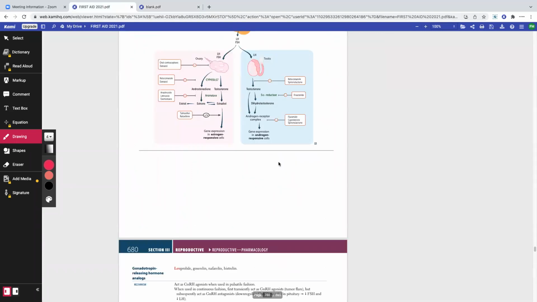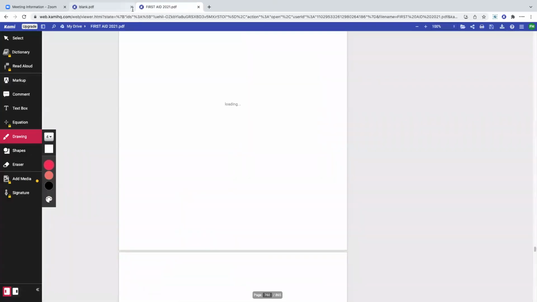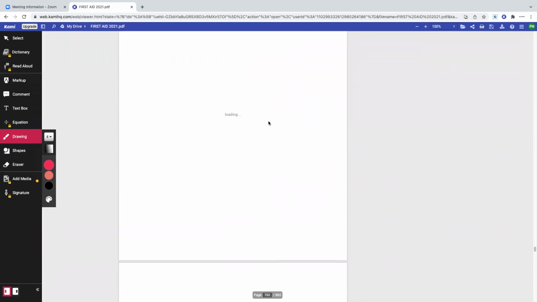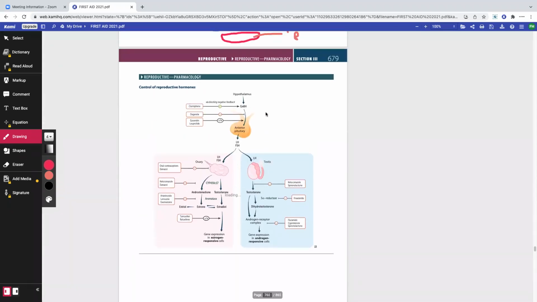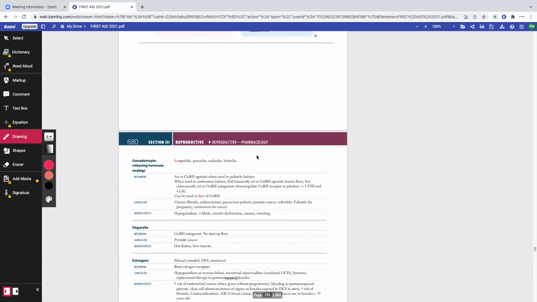Now let's jump into the text over here. Okay, just give me 1 second. Give me 1 quick second, please. Okay. So we have discussed this diagram. So let me move forward to this page over here.